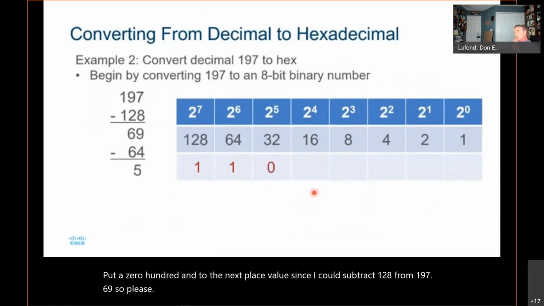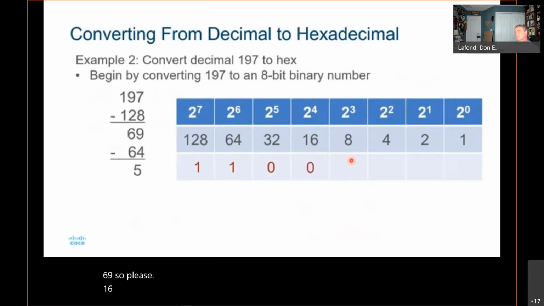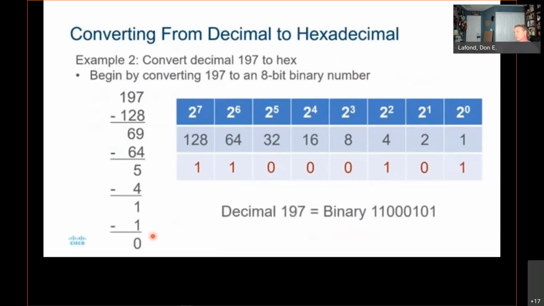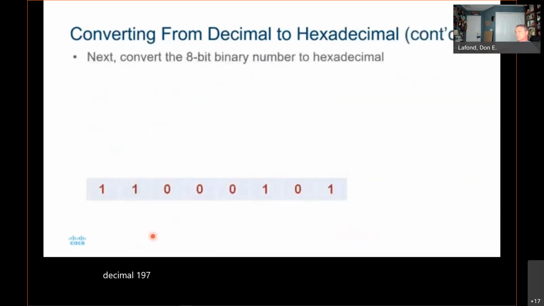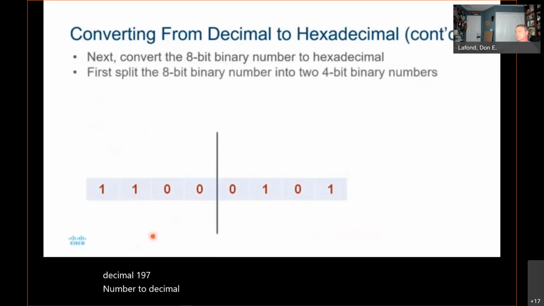16 is also too big, so that gets a 0. 8 is also too big. But when I get to 4, I can subtract that, so I put a 1 there, and I subtract it here. 2 is too much, so a 0 goes there, and 1 is just right, so I subtract it, and it results in a 0. Therefore, decimal 197 equals binary 11000101.